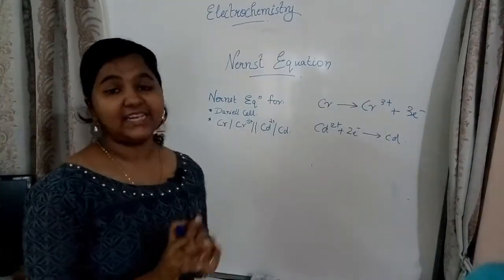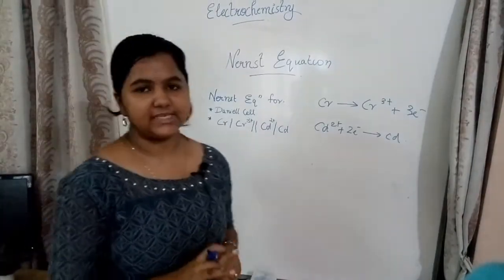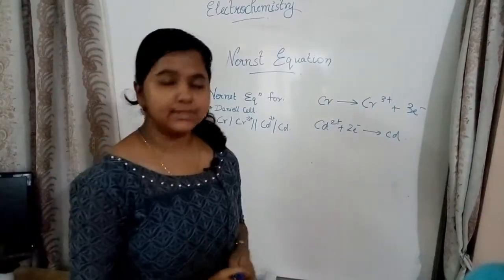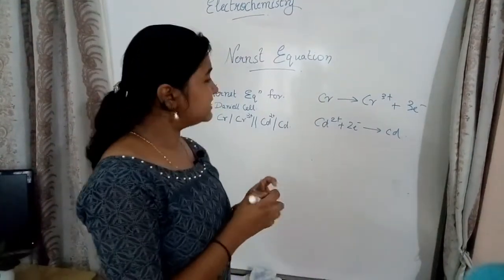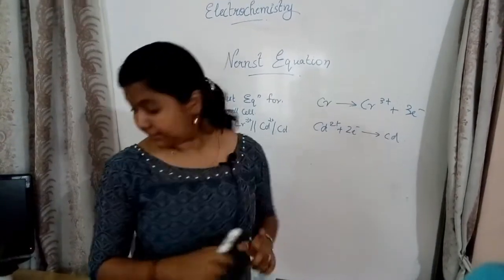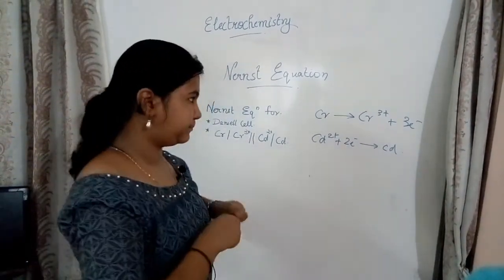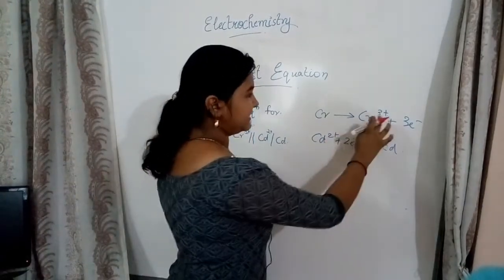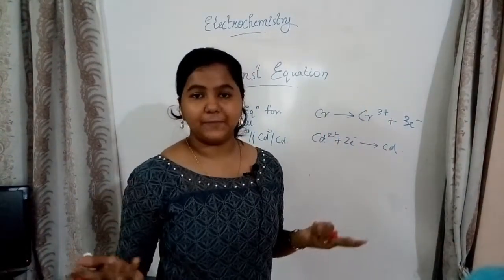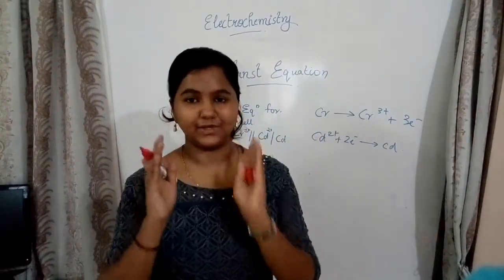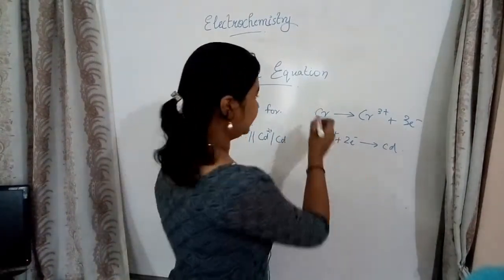Now we have to write the Nernst equation. Before writing the Nernst equation, we have to see whether the equation is balanced. Is it balanced? No, it is not balanced. Why is it not balanced? The number of electrons are not the same. So we'll change the number of electrons. Over here it's 3 and over here it's 2. What would be the LCM, or how would you make it common? 3 into 2 is equal to 6. So we'll do it with 6.